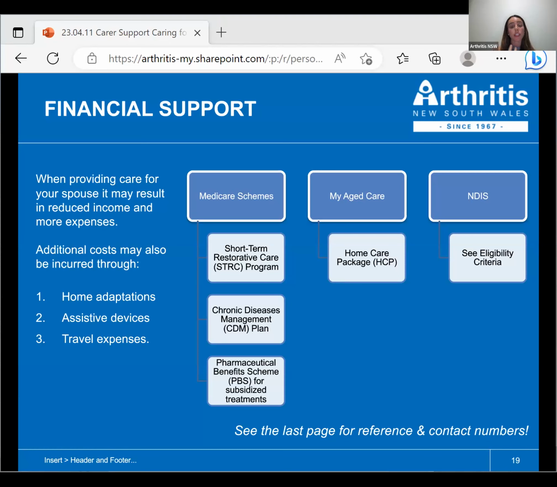And so it's definitely worth asking the GP or the pharmacist about this scheme and regularly reviewing the medications that are used in the ongoing pain management.